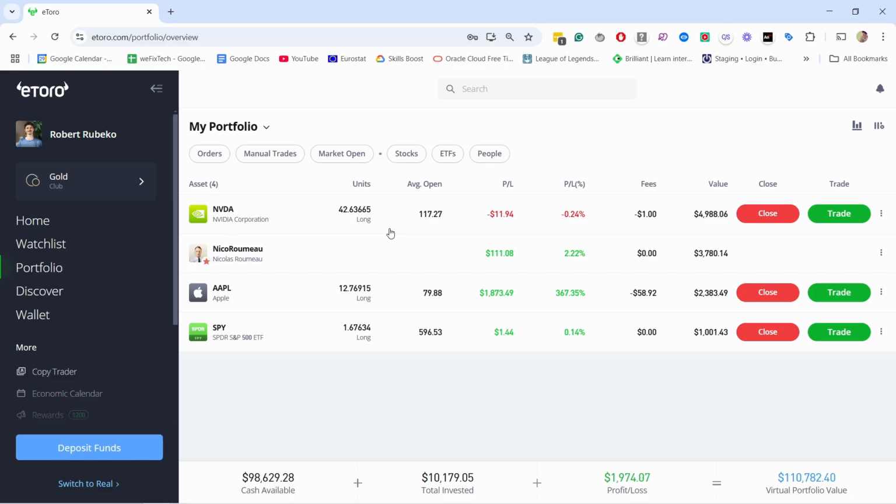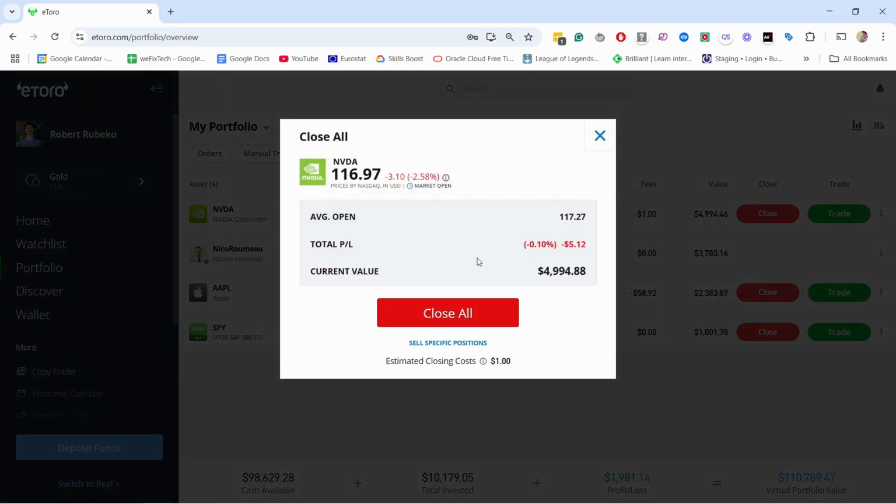At some point you want to sell this NVIDIA stock, and the way Etoro calls it is close. So you close the position. So if you click on here, you'll notice that you're able to close it all. And this means you'll just sell everything you have of NVIDIA stock at the price that is the market price right now.